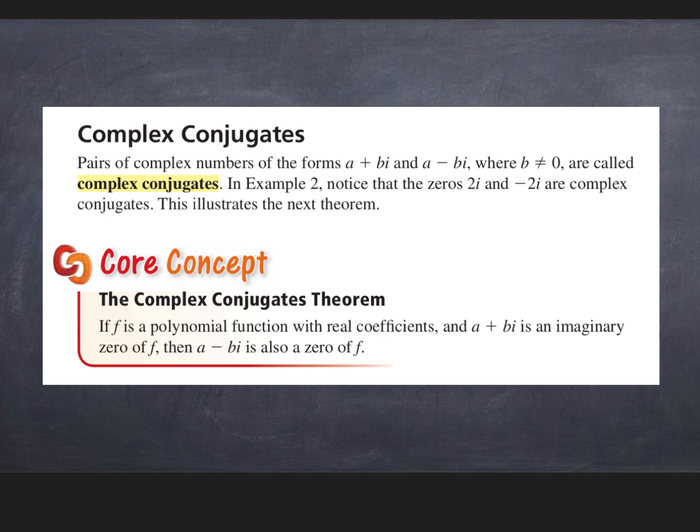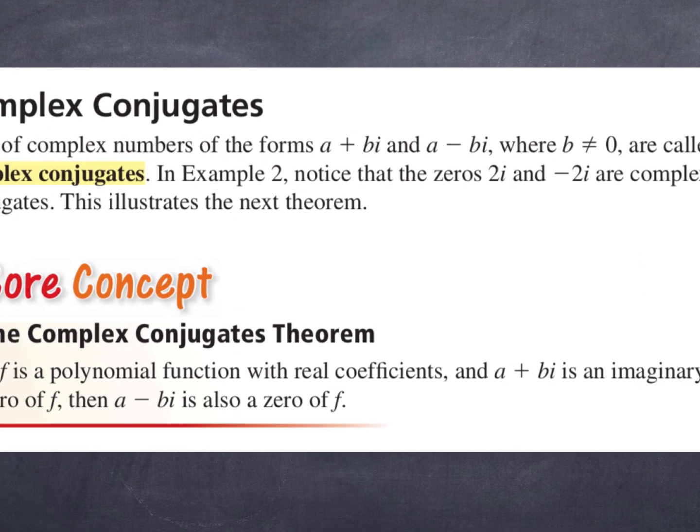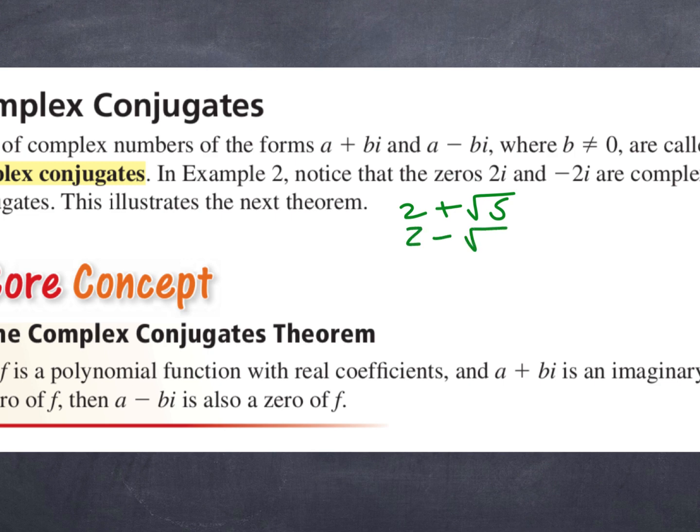We talked about this in 4.5, where if we had something like 2 plus square root 5 as one of our zeros, we know that its conjugate is also going to be a zero. So the conjugate of that would be 2 minus square root 5. The first number stays the same. The only thing that changes is the sign in the middle.